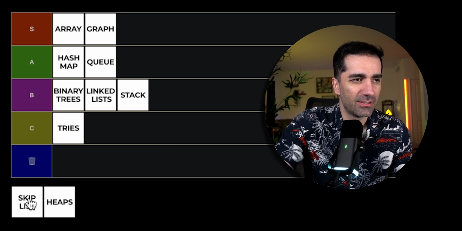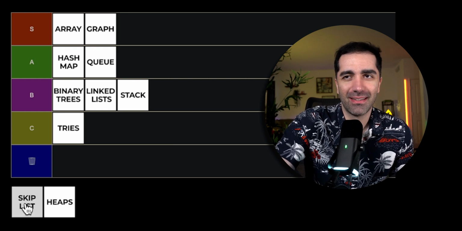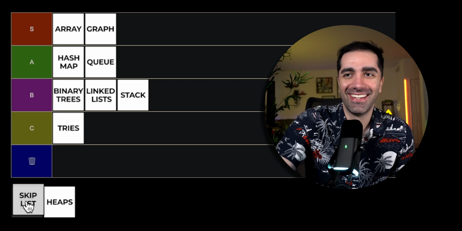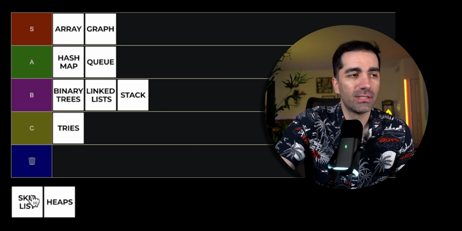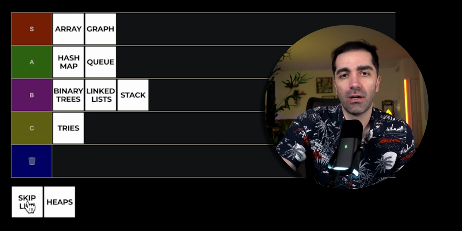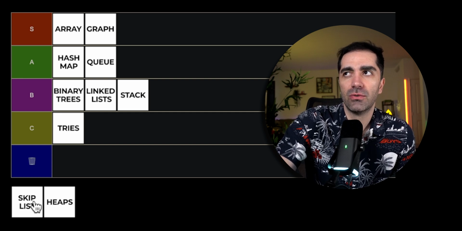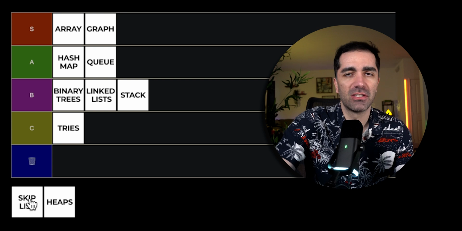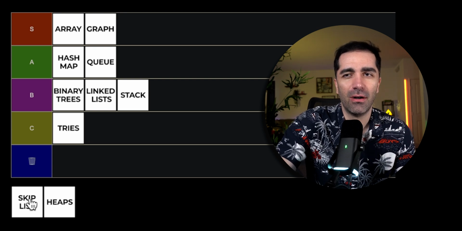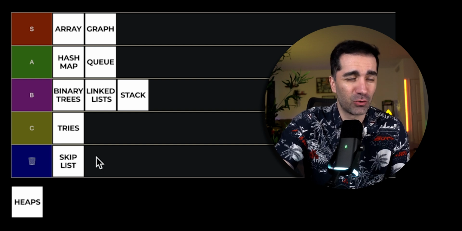I'm going to do heaps last. Let's talk about skip lists. Skip lists are kind of a crappy data structure. They really have one use case. It's essentially a binary search tree that takes up unnecessary space. The one use case that it's good for is if you're doing concurrent operations. On a tree, you would have to lock the tree between operations, but you don't have to do that with a skip list. So I think it's good to know what they are and what they do, but I mean, most people haven't even heard of the skip list, so I gotta put it down here in trash tier.